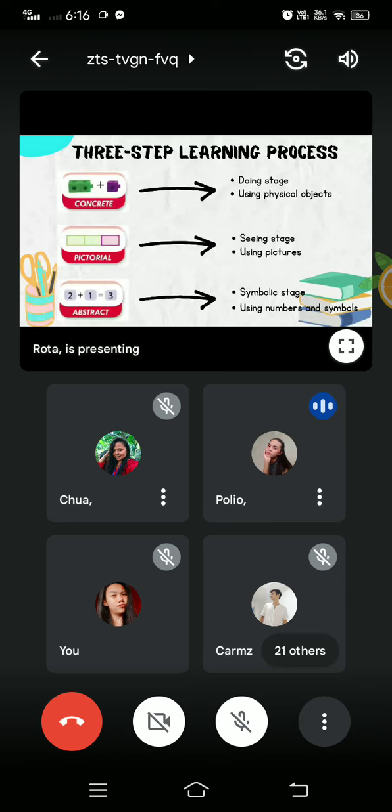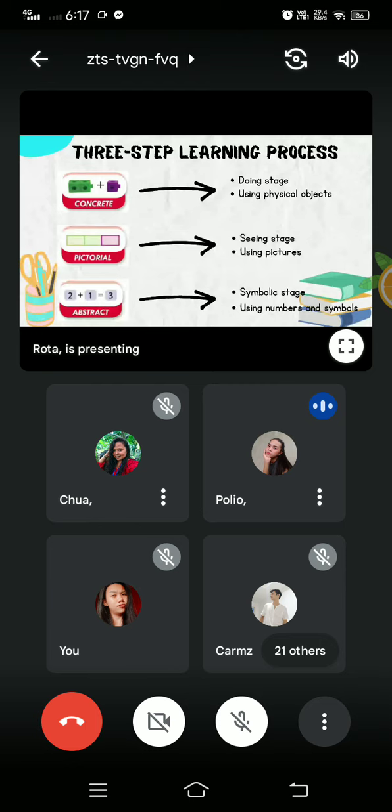And then the last stage is the abstract. So this is the symbolic stage. The children use abstract symbols to model problems. So students will not move on until they have demonstrated that they have a solid understanding of the concrete and pictorial stages of the problem.